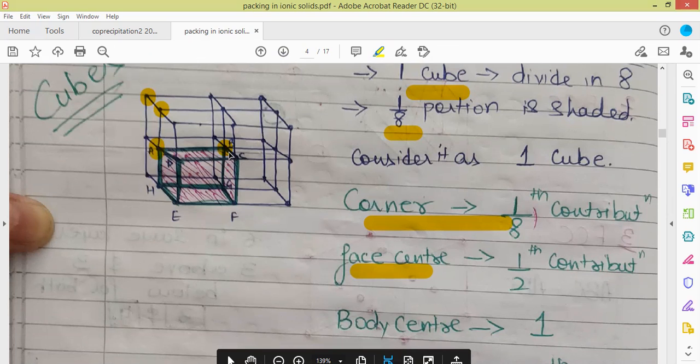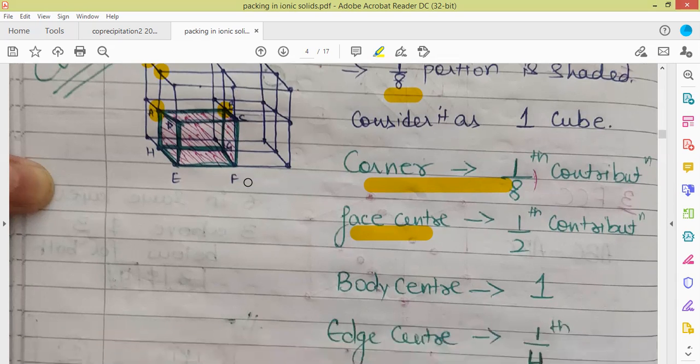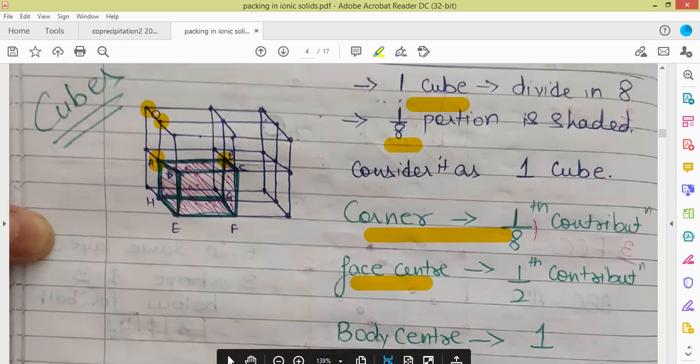And for the body center, again, we are considering the whole system as one unit cell. The body centered position is point B. This body centered position is the unit cell's own property, so it is not being shared with any other unit cell. So full contribution is going to be there from the body center atom. So the contribution is 1.